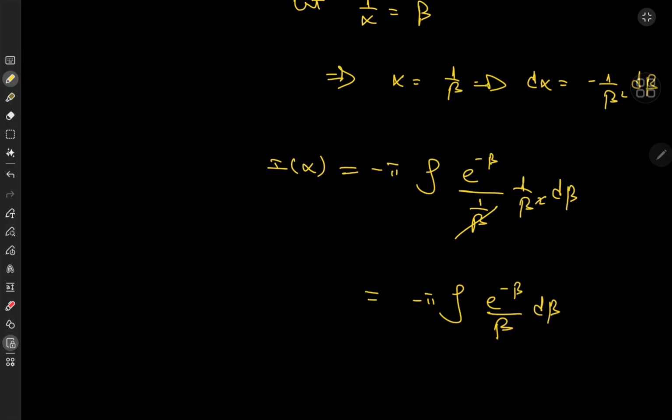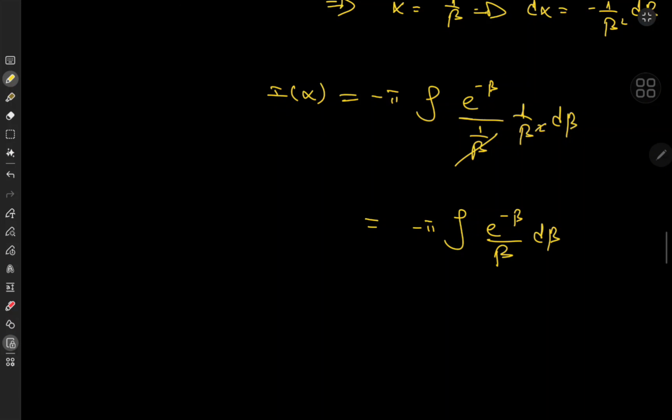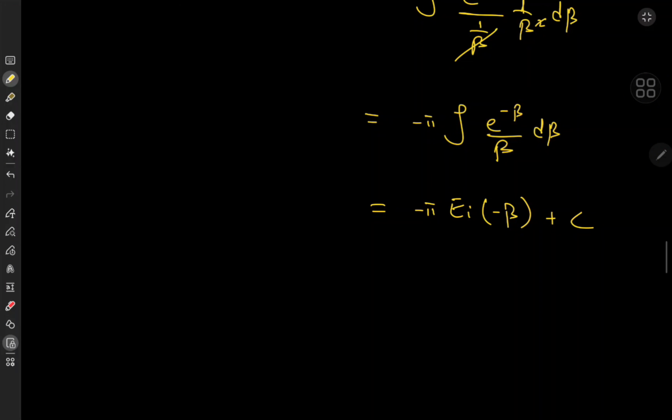And most of you will recognize this as the error function, and for a strange reason that I really should cover, once you plug this thing into Wolfram Alpha as an indefinite integral, it gives you the exponential integral, but with a negative argument. That is to say, you will have negative pi times e sub I of negative beta. Okay, cool, plus some constant of integration c. Now, of course, we had I of alpha, so let me revert back to the alpha realm, and we have e sub I of negative 1 over alpha plus c.